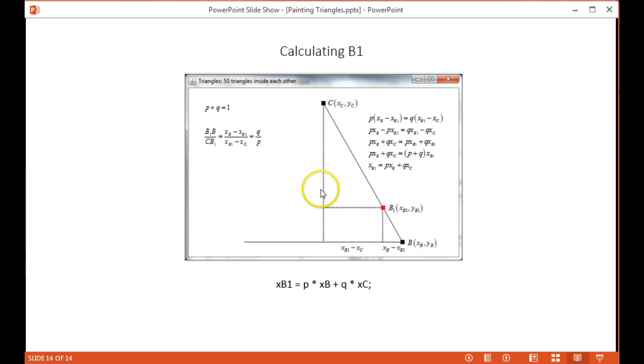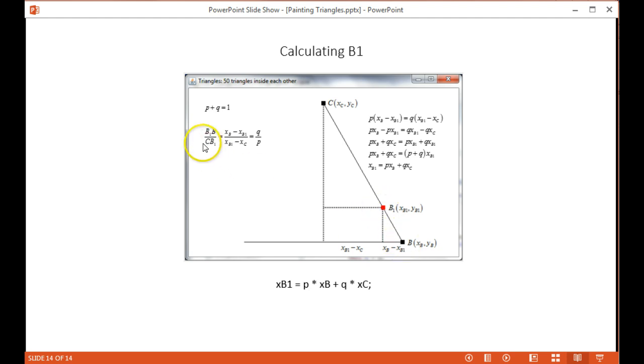So how do we do that? Well, if we drop vertical lines from C and from B1, we make these two similar triangles. Again, we're starting with P plus Q equals 1. What we want to show is that the ratio of this line segment to this line segment is Q to P, right? Well, we know that if the ratio of this line segment to that line segment is Q to P, then the ratio of this line segment to this line segment is also Q to P, by similar triangles.